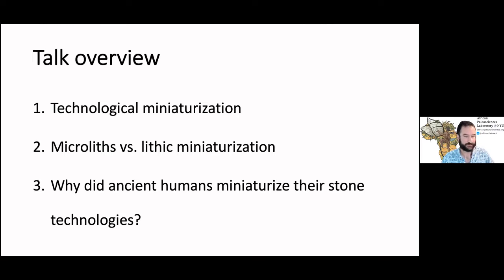But we're going to be doing this in the talk today that follows this basic three-part structure. In the beginning, I'm going to be talking to you about a process called technological miniaturization, which is an important one associated with our species. Well, then once we're done with that, we'll be talking a little bit about how these things we call microliths differ from a technological process, which I call lithic miniaturization, and why they're different from each other and why that's important.